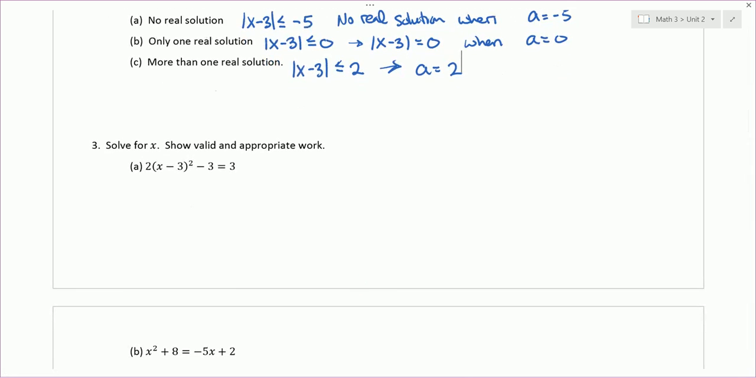Three, solve for x. Show valid and appropriate work. I'm going to first add 3 to both sides of the equation and get 2 times x minus 3 squared equals 6. Next, divide both sides by 2, and you get x minus 3 squared equals 3.